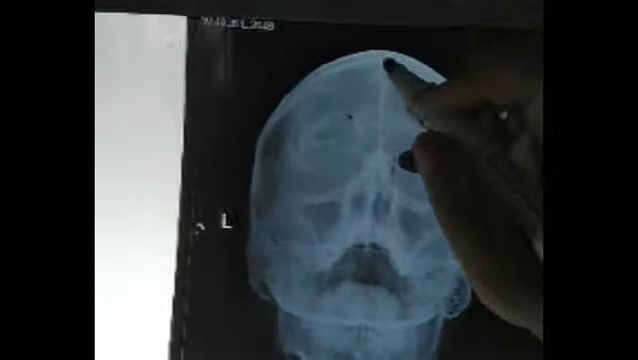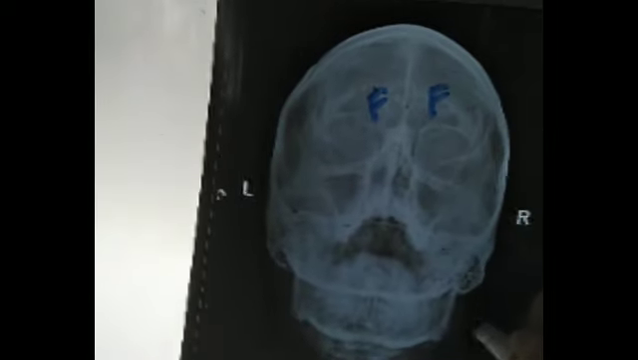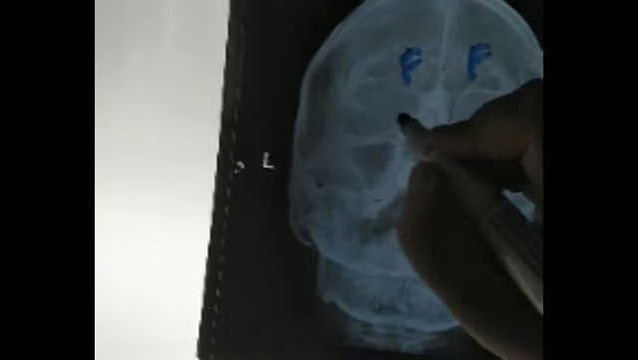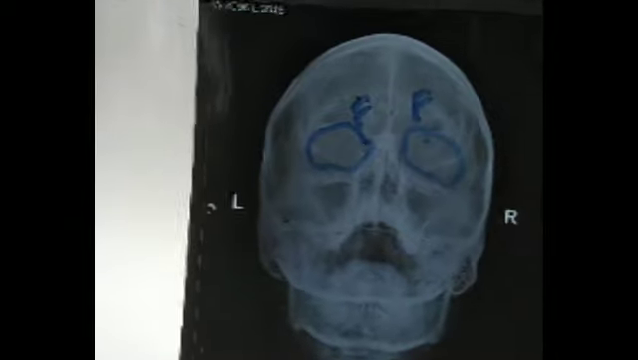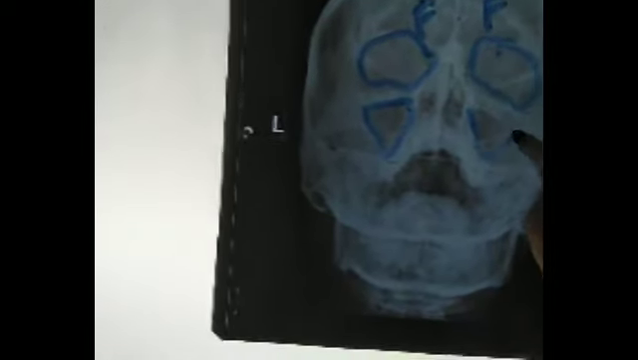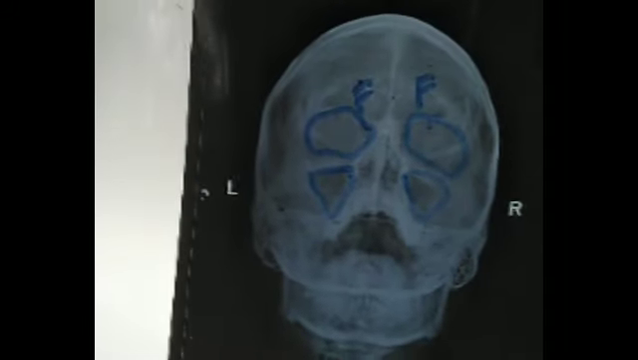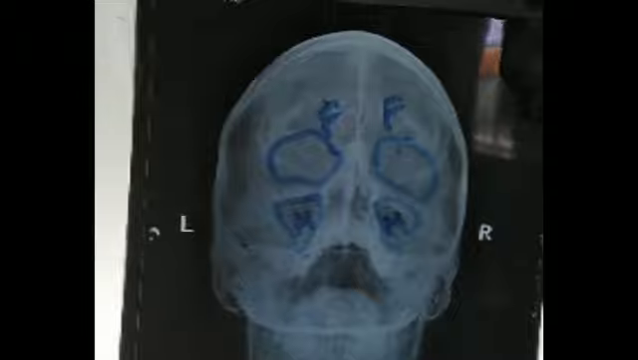Next thing, coming to the sinuses, we have four paired. First from top we have a pair of frontal sinuses, these two, and this is the orbit area. Above the orbit we have the frontal sinus. Below the orbit, what you get? See, triangular shape. So these are my maxillary sinuses. We have two, right and left maxillary sinus.